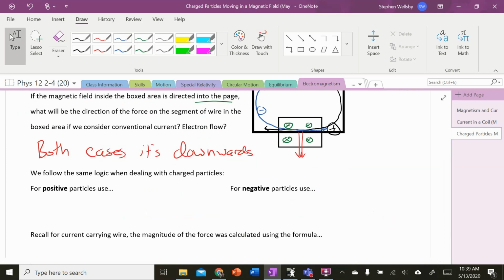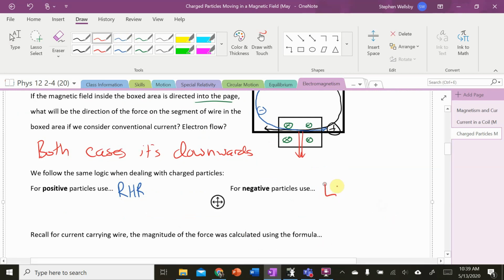So in this case here, for positive particles, we're going to use the right-hand rule. And for negative particles, we're going to use the left-hand rule. Same idea as before. Index finger points the direction of the charges moving, 3 fingers point the direction of the magnetic field, and your thumb points the direction of the force on those particles.